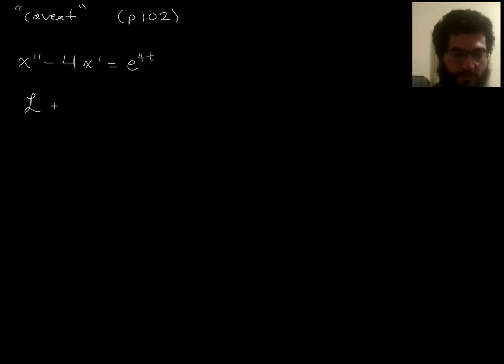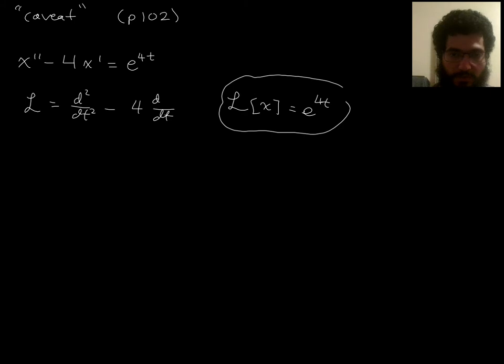So let's call this L. Sorry. So then the differential equation can be written as L x equals e to the 4t. This is the differential equation. Okay, so what might I put in to try to get e to the 4t? So I can fiddle with it and think about what kinds of things should work.